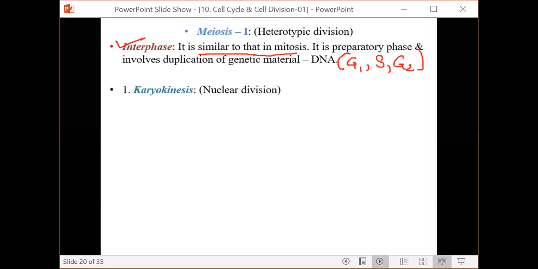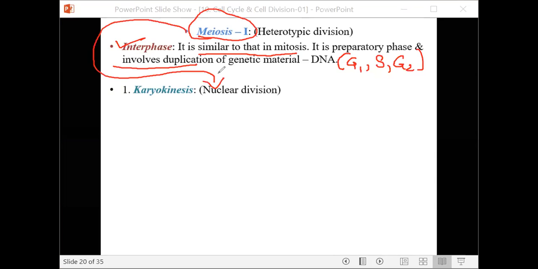What is next? In meiosis one, once the interphase is complete, the cell enters cell division, that is, meiosis one. In meiosis one, first it will enter the nuclear division. All right, the first step.